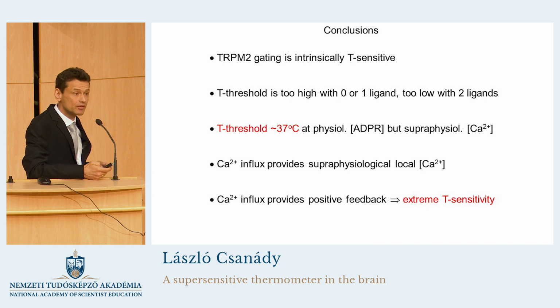So in summary, I've shown you that TRPM2 gating is intrinsically temperature sensitive, but its threshold is too high with 0 or 1 ligand bound, but too low with both ligands present at saturating concentrations. The threshold is around 37 degrees at physiological ADP ribose concentrations, but higher than physiological calcium concentrations. That high calcium concentration is provided by calcium flowing in through the channel's own pore. And finally, that calcium influx also provides a positive feedback loop, which endows TRPM2 with an extreme temperature sensitivity.